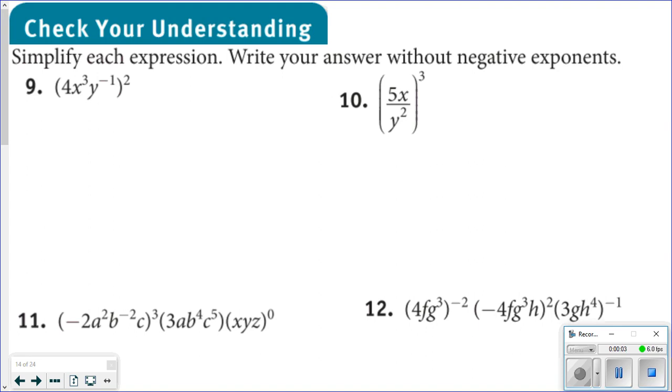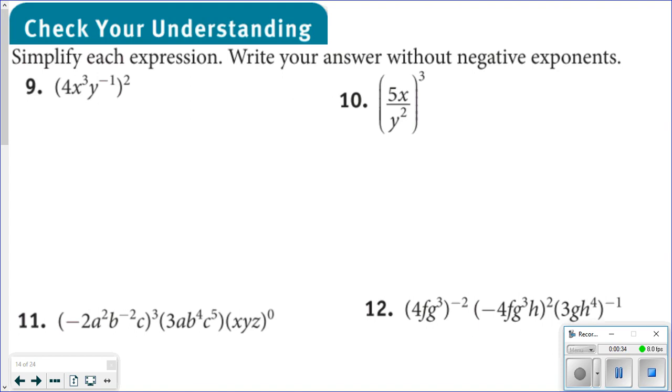Open your books to page 296. At the bottom, you're going to see the check your understanding box. I want you to work on questions 9 through 14, and you might want to use a scrap piece of paper, a piece of notebook paper, the My Notes section of your book, or maybe your warm-up paper, wherever you have room, but you're going to need space to work.